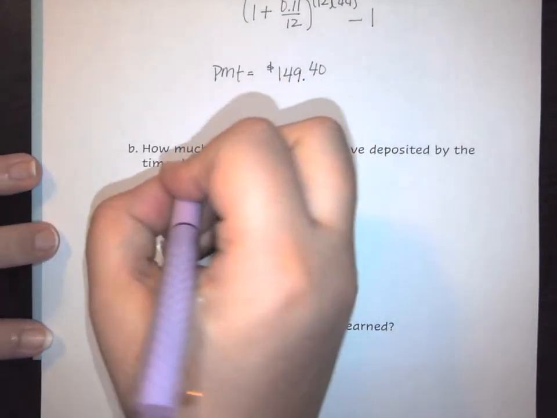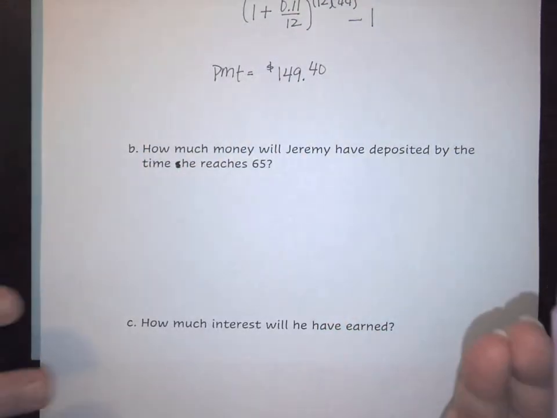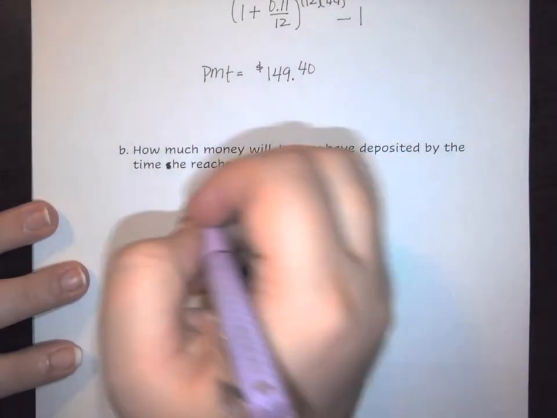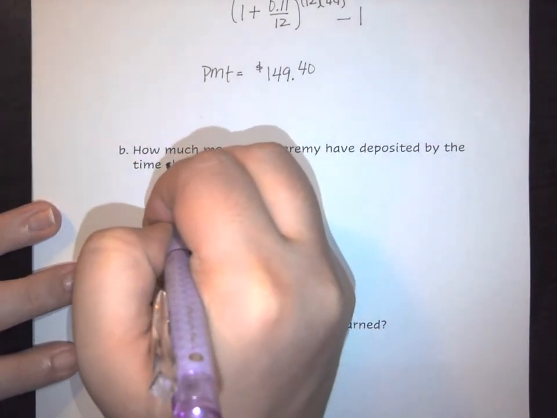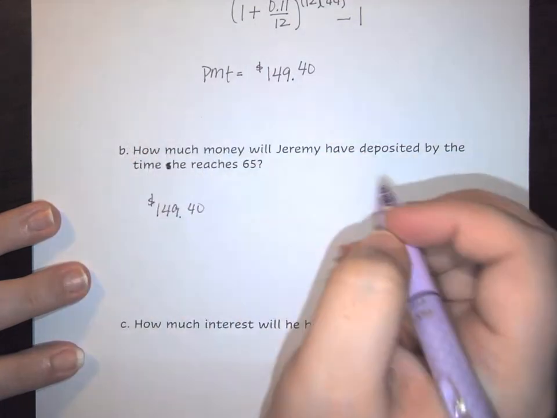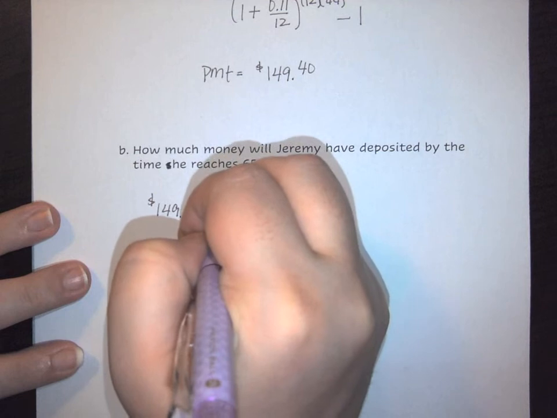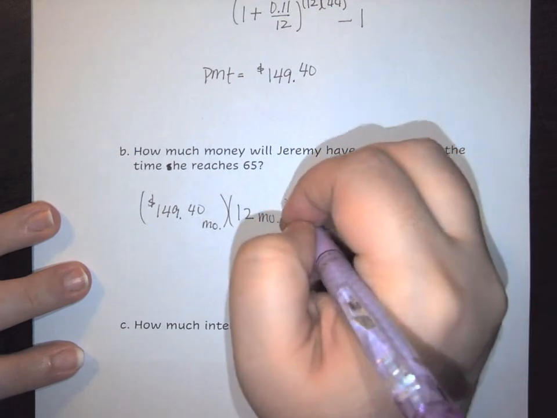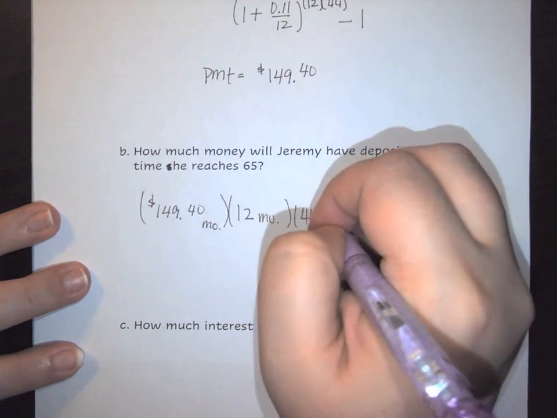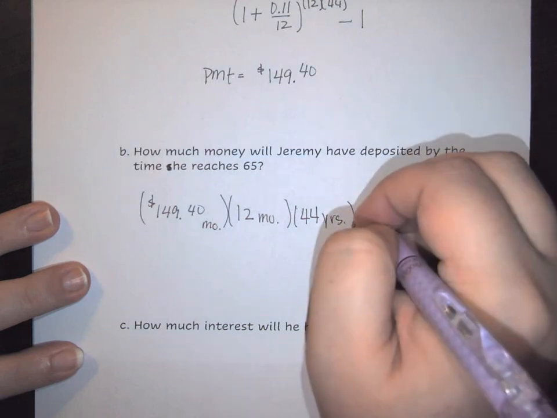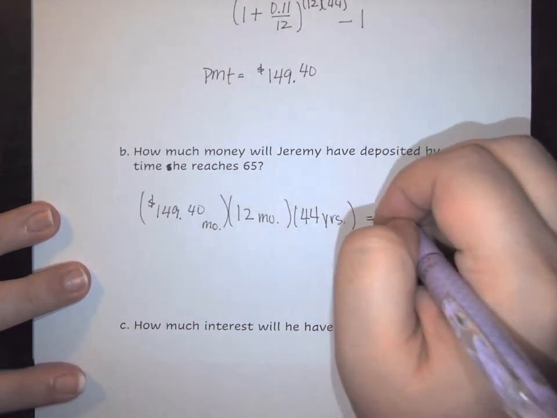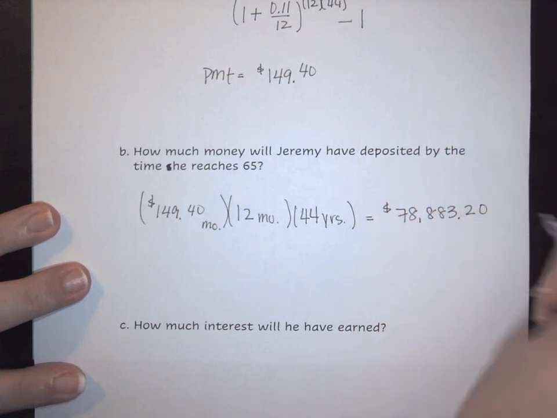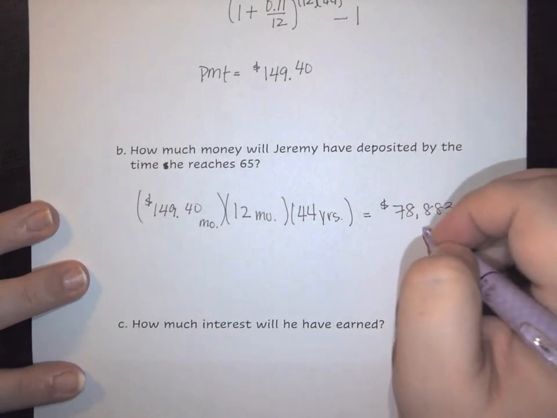Now, the next part that you have to answer is how much money will Jeremy have deposited? So here, to figure out how much money's been deposited, we have to take the $149.40, which we deposit per month, and multiply this by 12 months in a year times the 44 years we're going to be making these payments. So in this case, we end up getting $78,883.20. And this is going to be what was deposited.